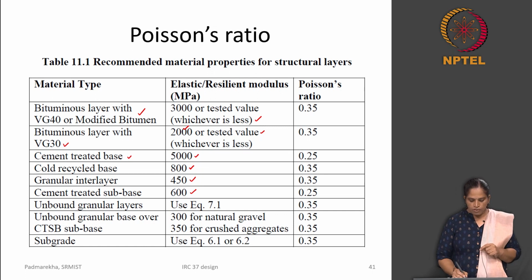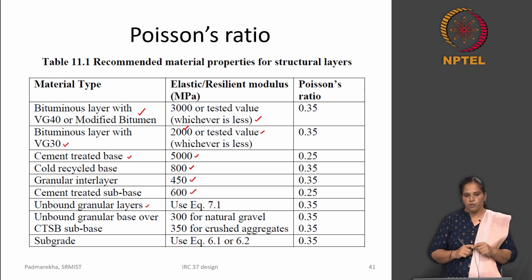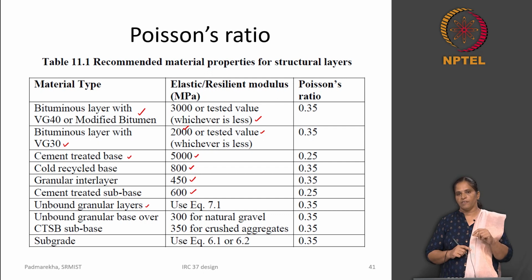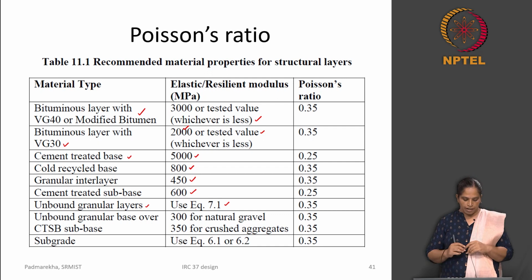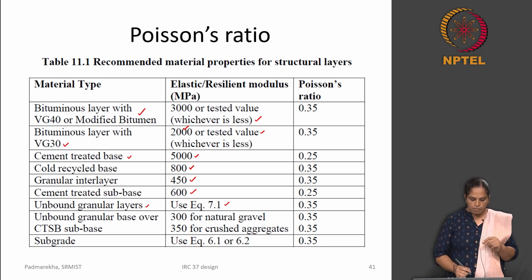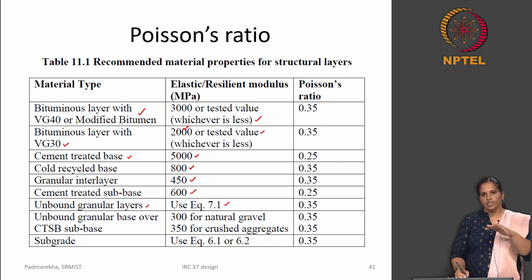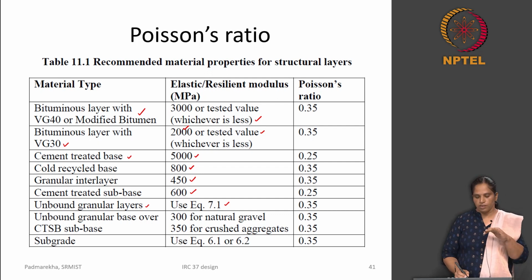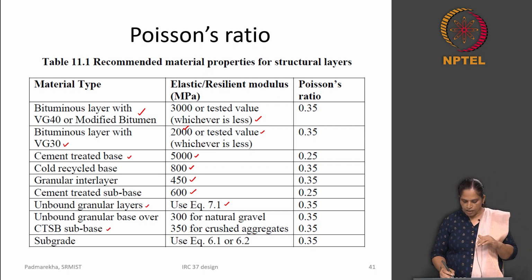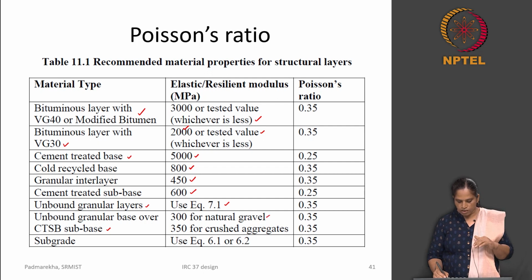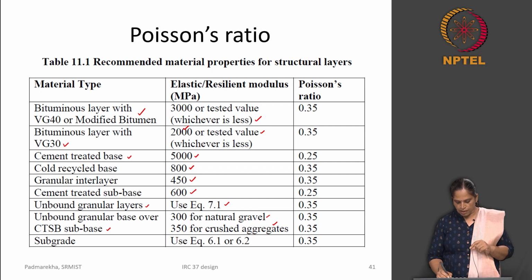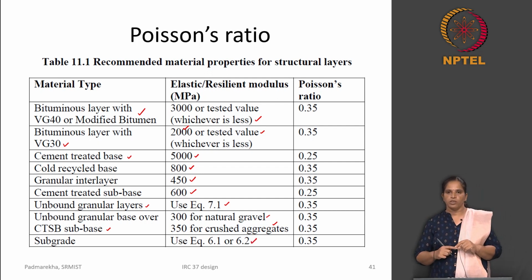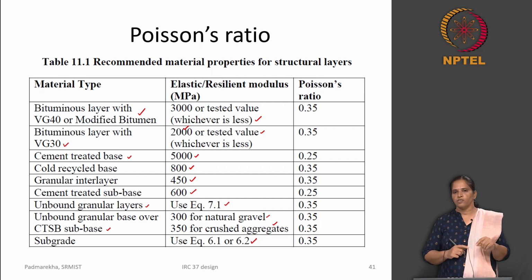If it is any unbound granular layer, the resilient modulus value is computed based on the equations, that is, the thickness of the granular layer and the modulus of the supporting layer. If it is an unbound granular base course resting over an exclusive cement treated subbase, then we consider either 300 or 350 megapascal. For a subgrade, again we have empirical equations relating the resilient modulus to CBR value. You can use it in case you do not have a laboratory determined value here.